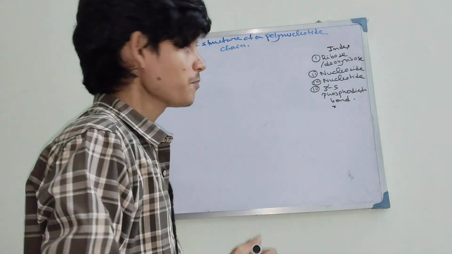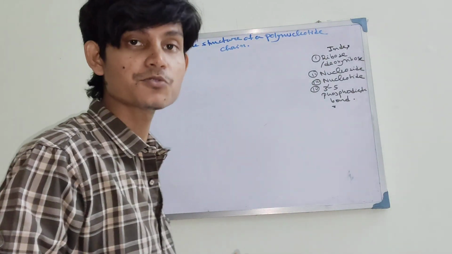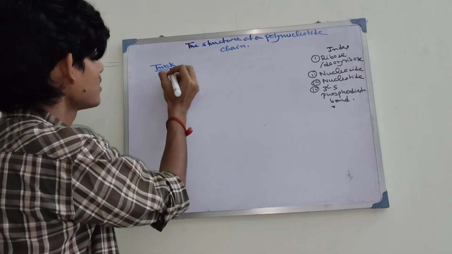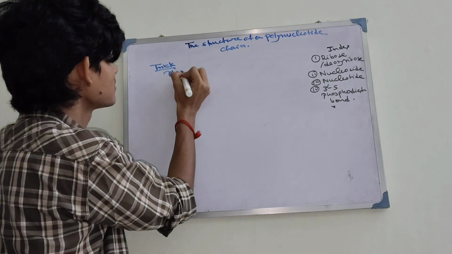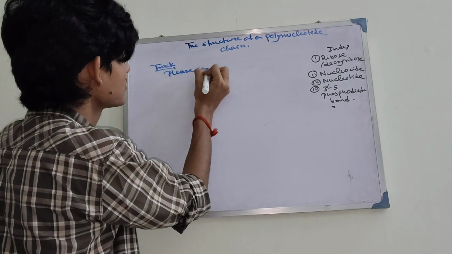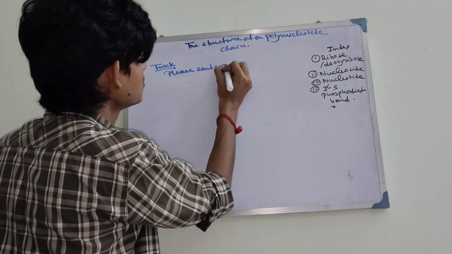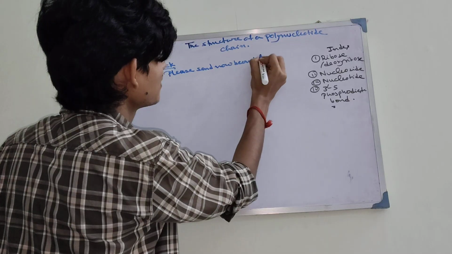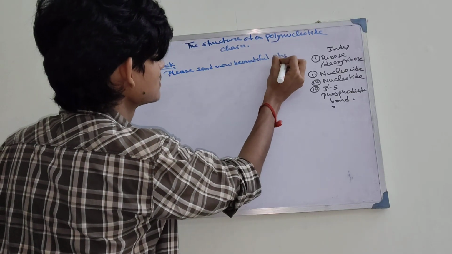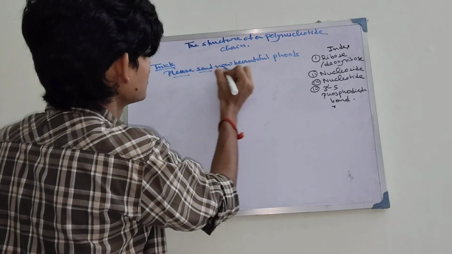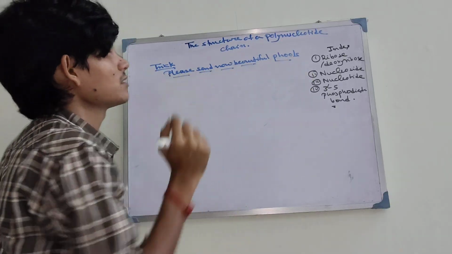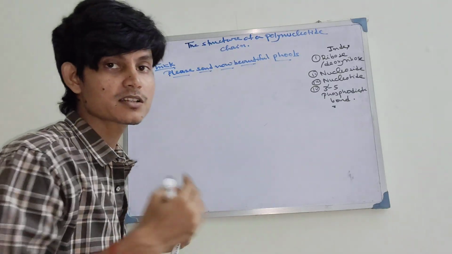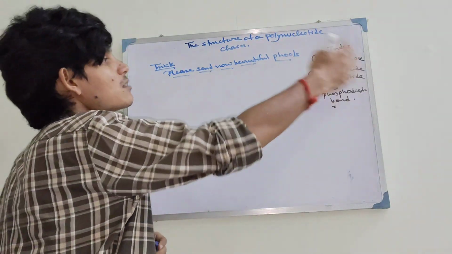Okay, so before we start the topic, I want you to remember a trick. So what is the trick? The trick is: please send now beautiful fools. अभी मुझे beautiful flowers भेजो. Okay, so I will not remove it. We will understand how this covers the whole thing.